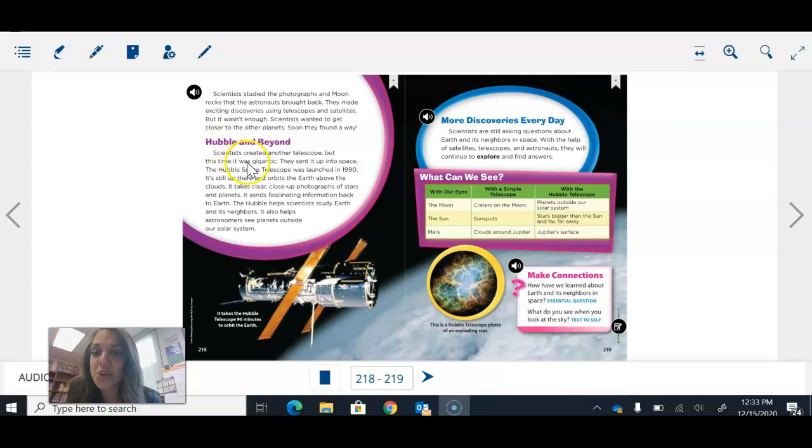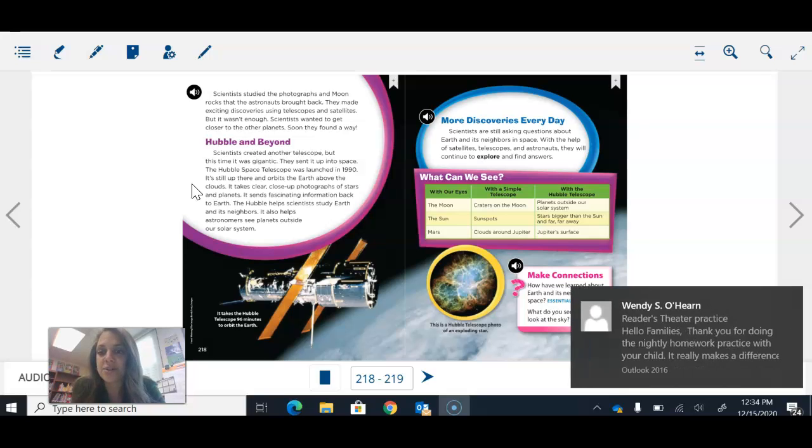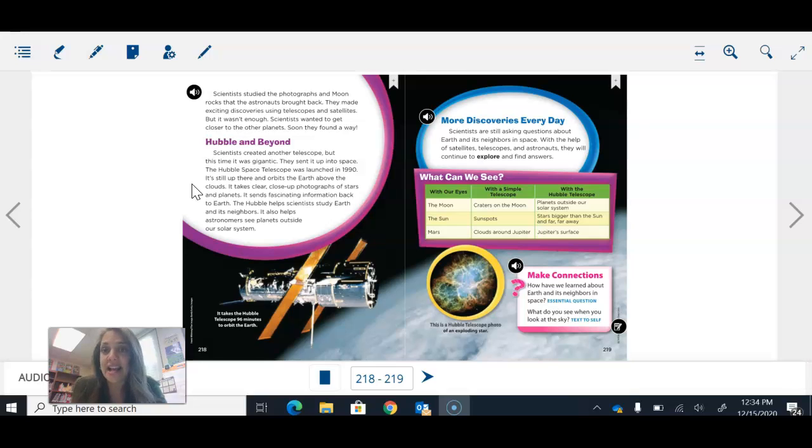We predicted it was a tool, and now we found out the facts that the Hubble is a giant space telescope. It's still up there and orbits the Earth above the clouds. It takes clear, close-up photographs of stars and planets. It sends fascinating information back to Earth. The Hubble helps scientists study Earth and its neighbors. It also helps astronomers see planets outside our solar system. More discoveries every day. Here's another heading, that text feature in an expository text.